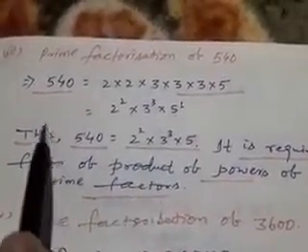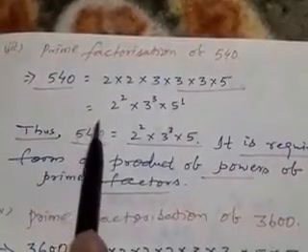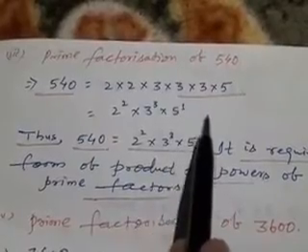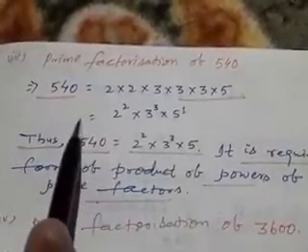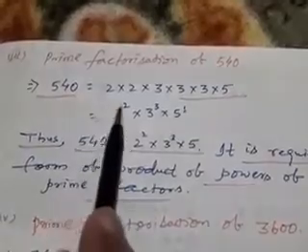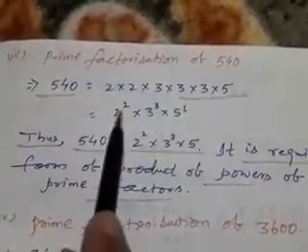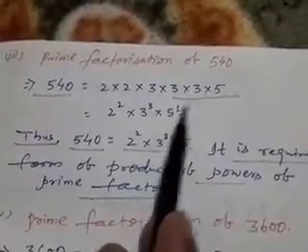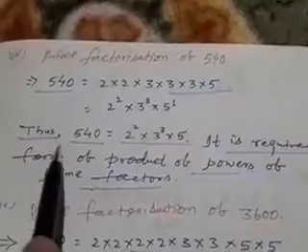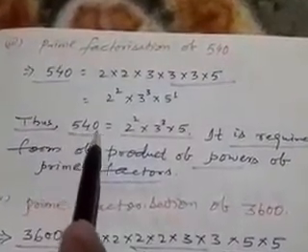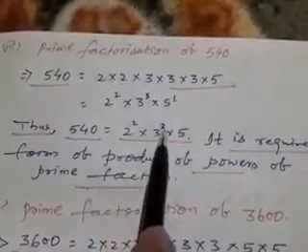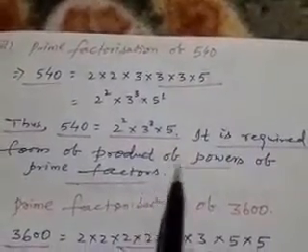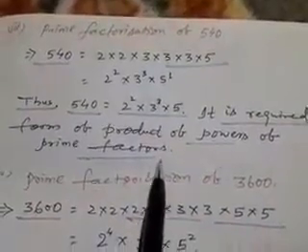Here we see that 540 is equal to 2 multiply 2 multiply 3 multiply 3 multiply 3 multiply 5. When we find the prime factors of 540, it becomes this way. So we write 2 square multiply 3 to the power 3 multiply 5 to the power 1, or simply 5. So we can say 540 is equal to 2 square multiply 3 cube multiply 5. It is the required form of product of powers of prime factors.